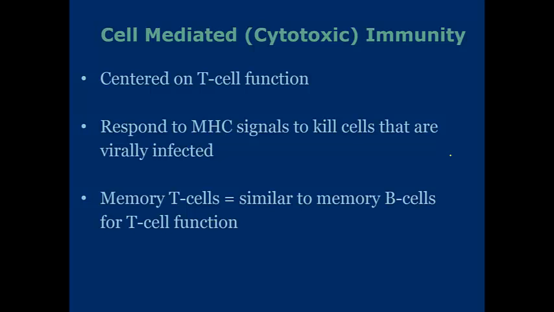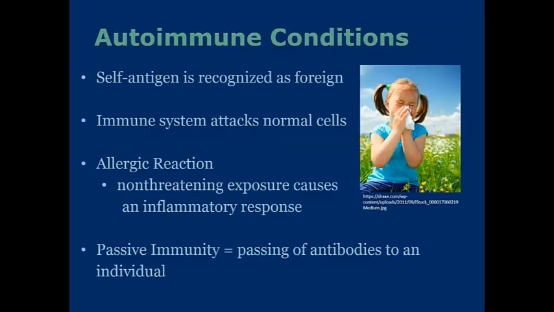If you want to keep these straight, just remember that T cells are cytotoxic and B cells rely on antibodies. When you have an autoimmune condition, it simply states that the self-antigen, or cells within yourself naturally, are recognized as foreign, causing an immune system attack on cells that would be otherwise considered normal. Allergic reactions are when non-threatening exposures cause inflammatory responses. This is why you get runny noses, swelling, rashes, etc.